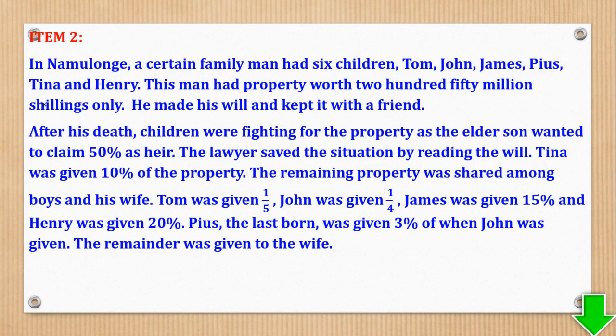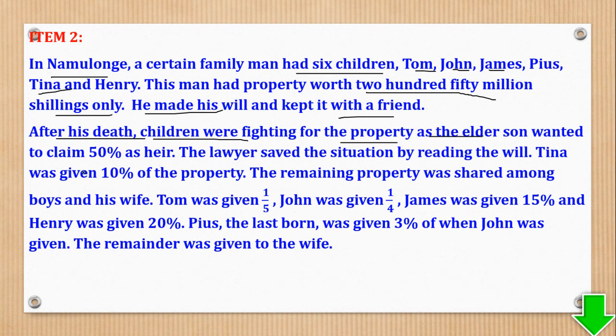Then item 2 says, in Namulonge, a certain family man had 6 children: Tom, John, James, Pius, Tina, and Henry. This man had property worth 250 million shillings only. He made his will and kept it with a friend. After his death, the children were fighting for the property, as the elder son wanted to claim 50% as heir.